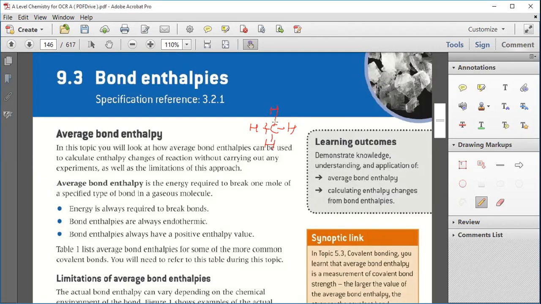Fine. Now this carbon, this carbon, this carbon, this carbon all will require some amount of energy. So the total amount of energy divided by the number of bonds gives the average energy which is required to break each and every 1 mole of a bond in a specific gaseous compound, and that is known as the average bond enthalpy. Now in this topic, you will look at how average bond enthalpies can be used to calculate the enthalpy change in a reaction without carrying out any experiment.